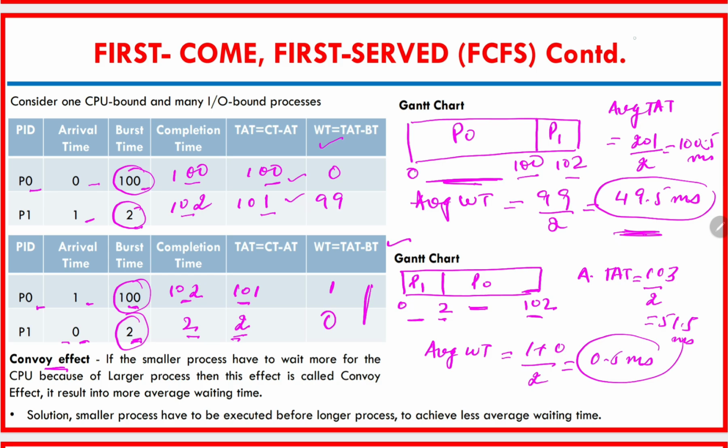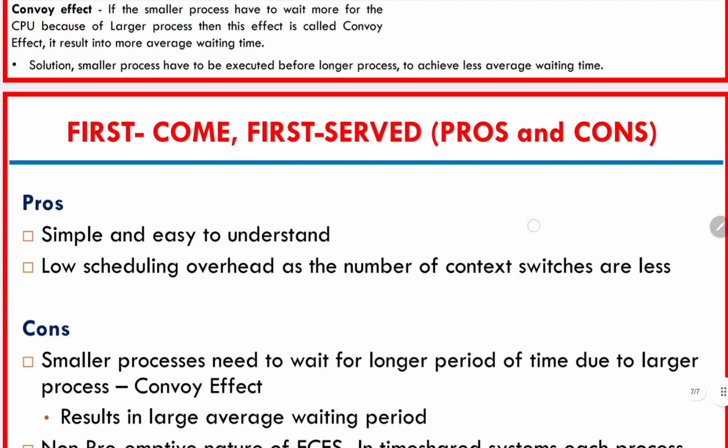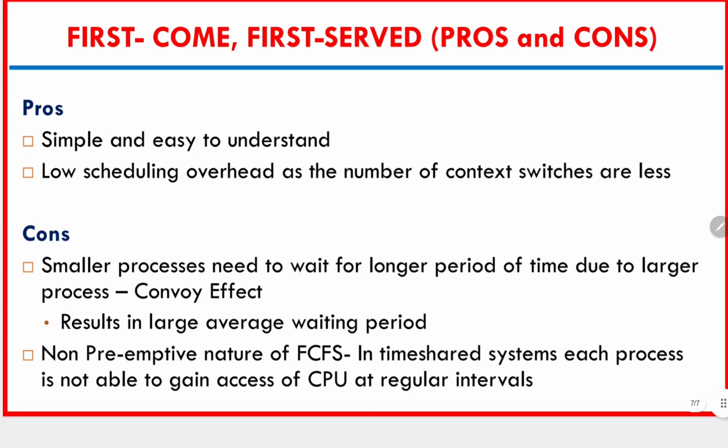So let's move on to the next slide, where we'll be discussing the pros and cons of FCFS. Now, as far as pros and cons of FCFS are concerned, the very first advantage of FCFS is that it is quite simple and quite easy to understand. Why is it so? Because we are simply taking the processes and allocating them to the CPU in the order in which they are entering the ready queue.